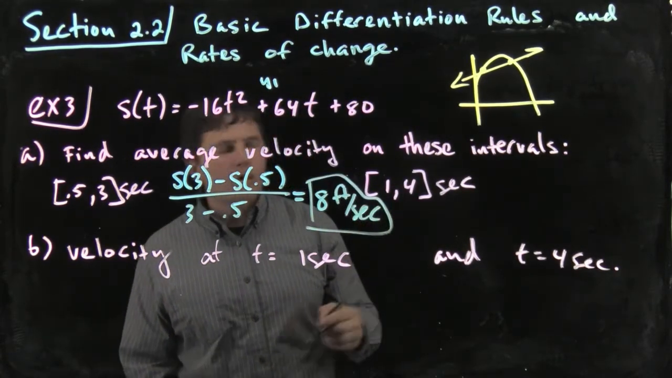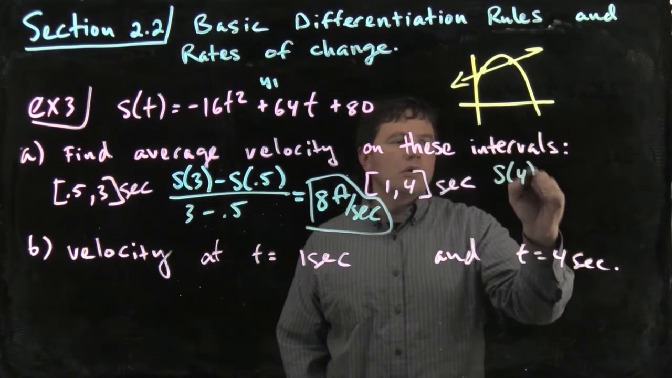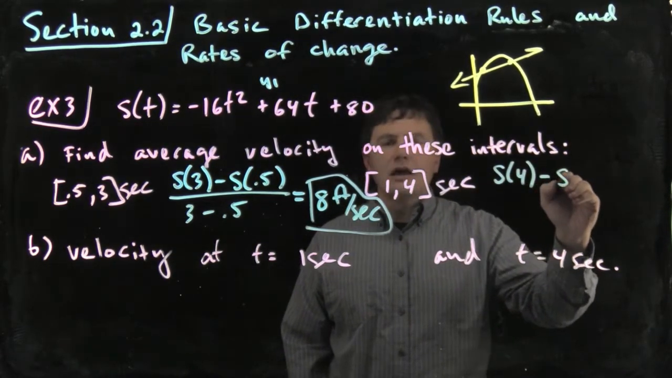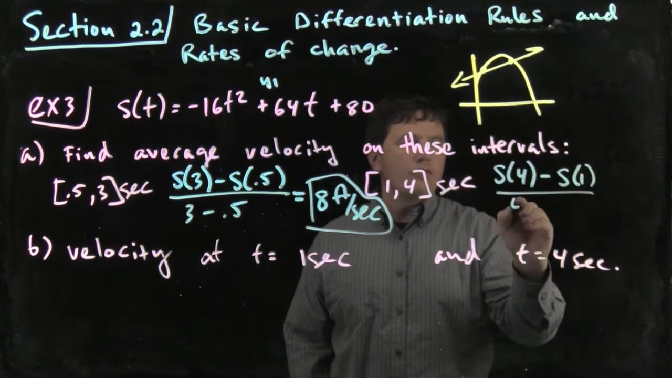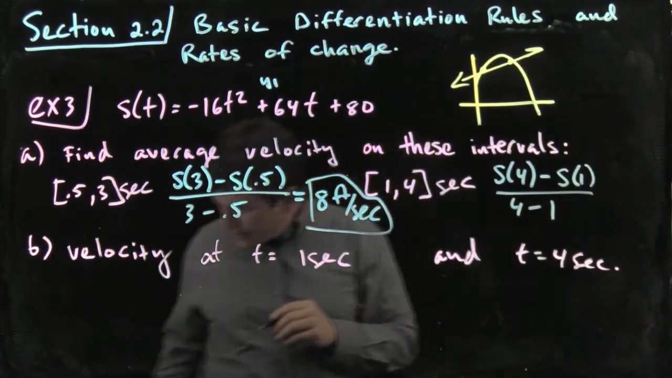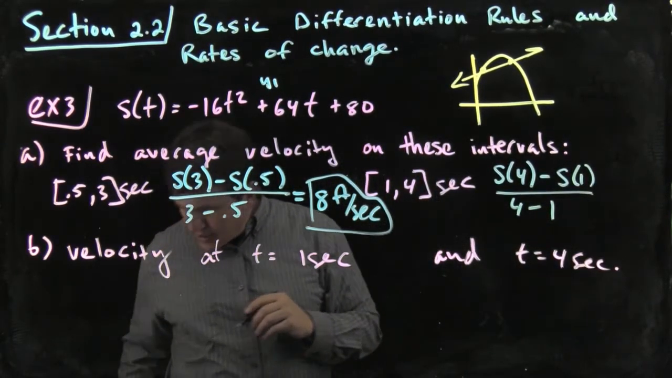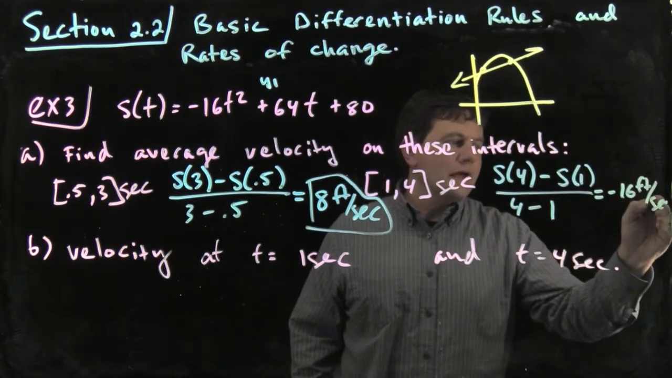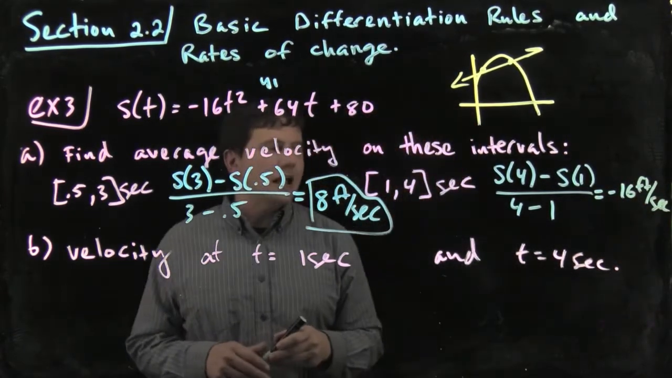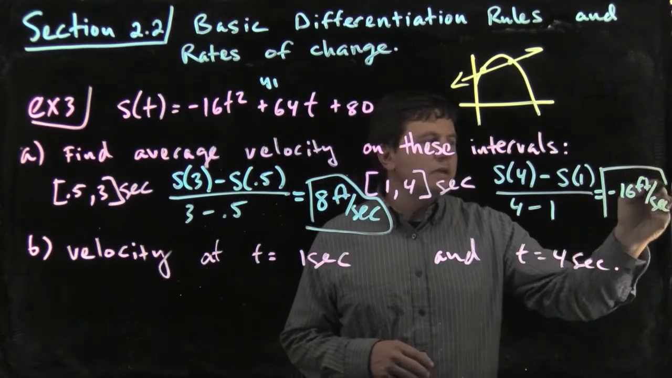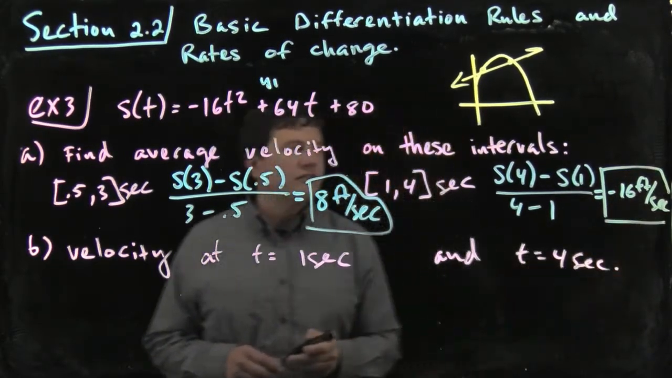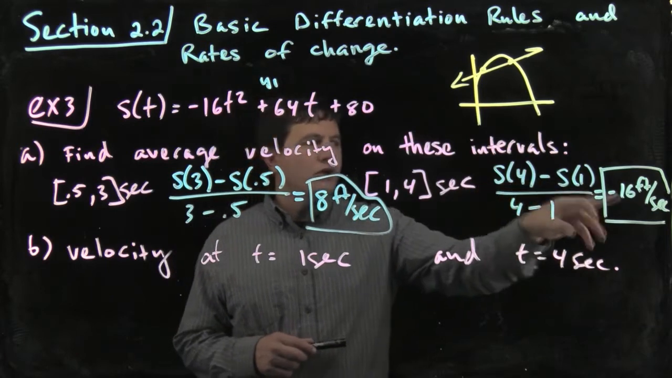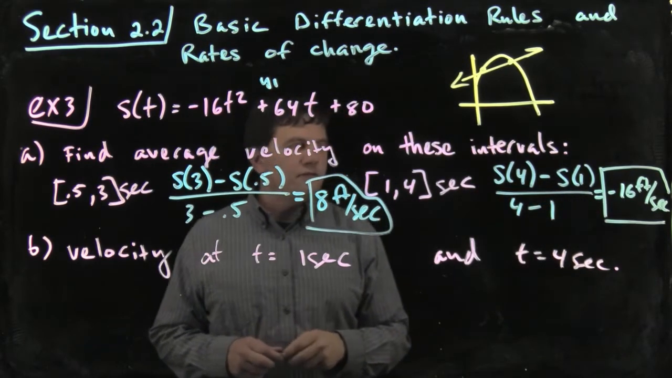Okay, 1 to 4, so that'll be s of 4 minus s of 1 over 4 minus 1, and that is giving me negative 16 feet per second. Now remember, when it comes to velocity we can have negatives. Speed we don't. When we talk about speed, it's always a positive. So my average velocity from 1 to 4 is negative 16 feet per second.